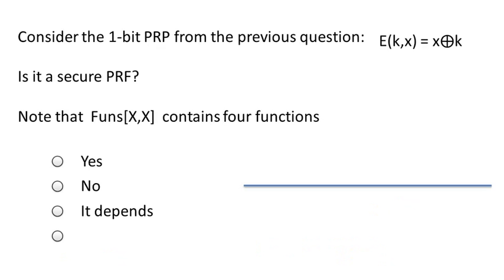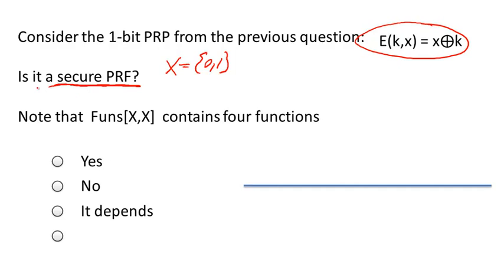So let's look at another example. Consider again the PRP from the previous question, namely x XOR k. Remember the set X was just 1 bit, namely the values 0 and 1. And this time we're asking, is this PRP a secure PRF? In other words, is this PRP indistinguishable from a random function from X to X? Now the set of random functions from X to X, Funcs[X, X], in this case contains only 4 elements. There are the 2 invertible functions, which we already saw, namely the identity function and the negation function, the function that sends 0 to 1 and 1 to 0. But there are 2 other functions, namely the function that sends everything to 0 and the function that sends everything to 1. Okay? These are the 4 functions inside Funcs[X, X].